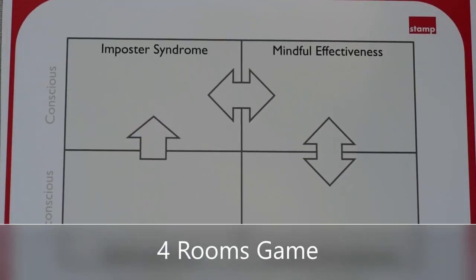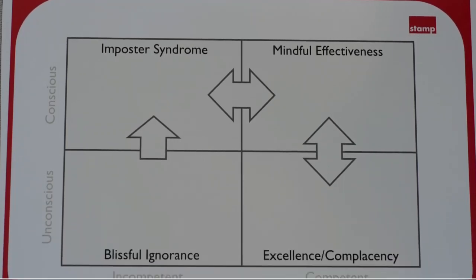Okay, and the last game that I'm going to talk through is the 4 Rooms game. Now there's a bit of backstory to this. This is an adaptation of a psychological model for thinking about how we go about learning things. Starting down in the bottom left hand corner, we are unconsciously incompetent at things when we don't know anything about them. We then move into a stage of conscious incompetence where we know that we don't know anything about them, and it can be incredibly disorientating.